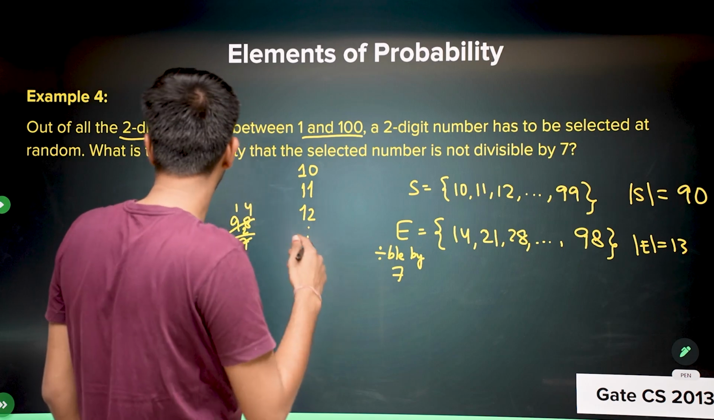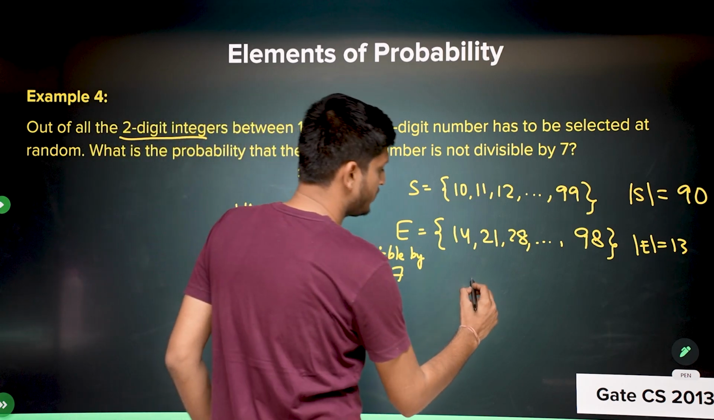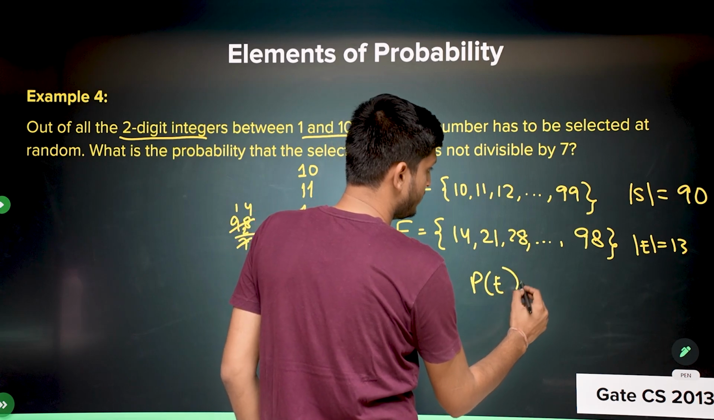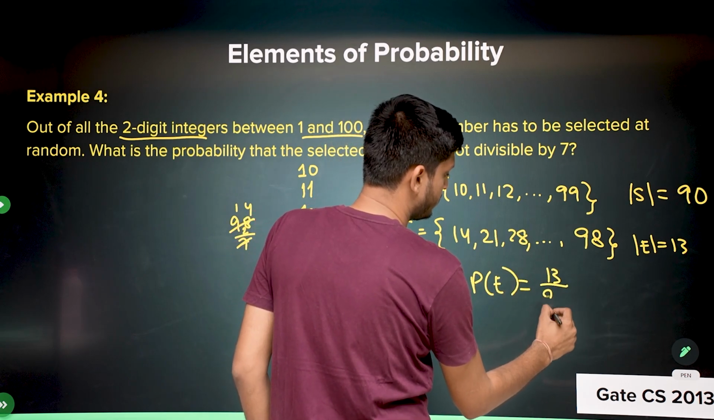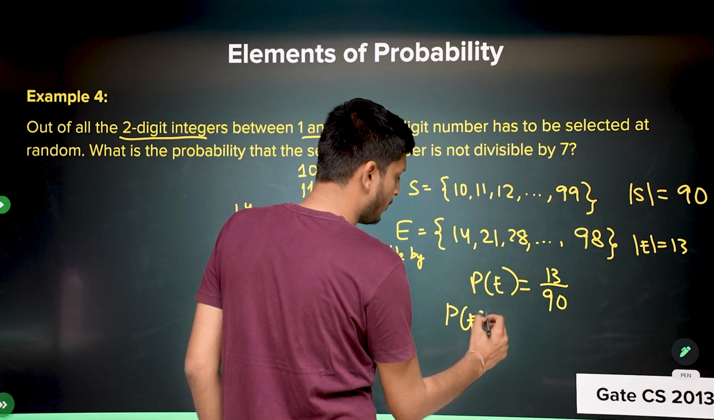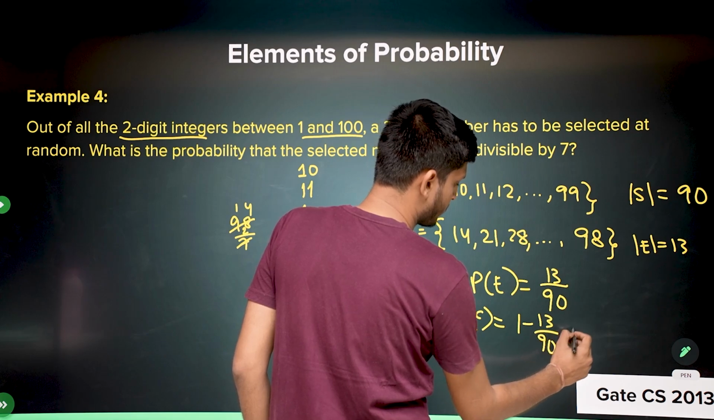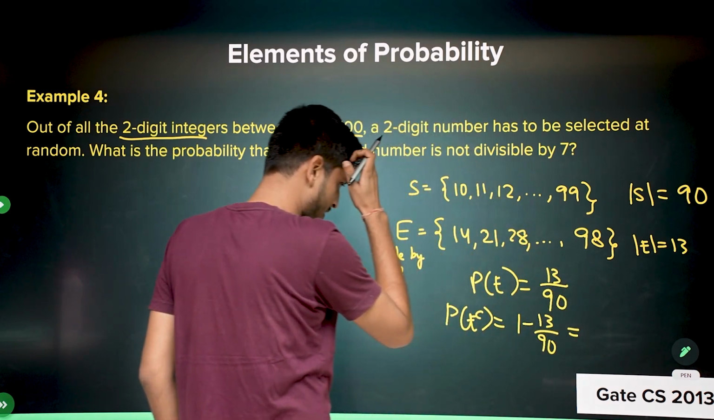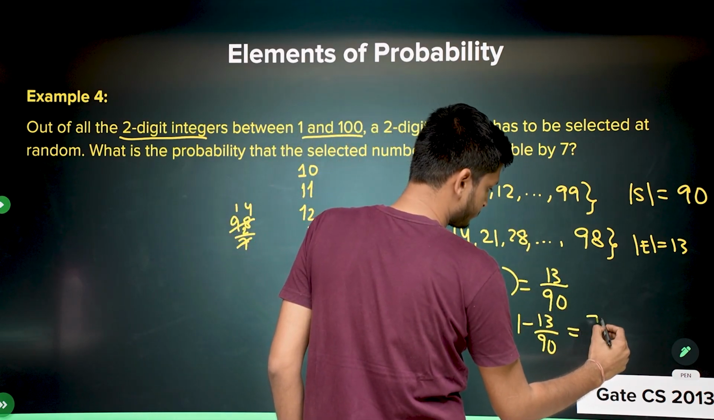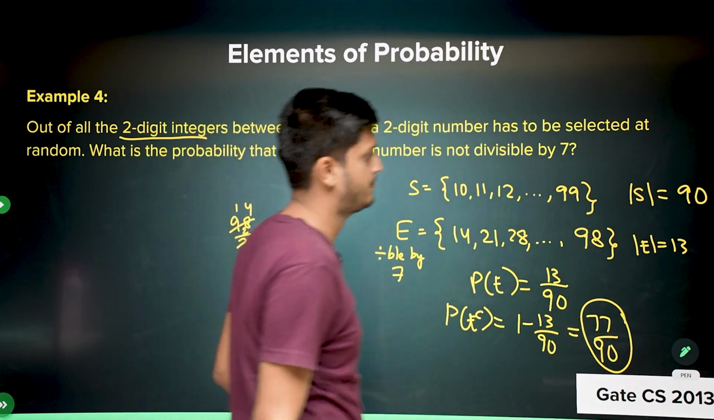Okay. Now what is the probability the selected number is not divisible by 7? We see that the probability of event E is 13 by 90. What we want is the reversal, like we want the complement. Probability of E complement will be 1 minus 13 by 90, which is 90 minus 13, that is 77, so 77 over 90. Okay.